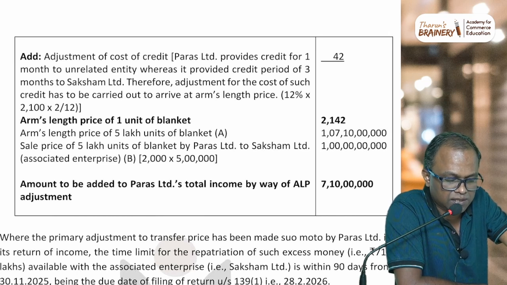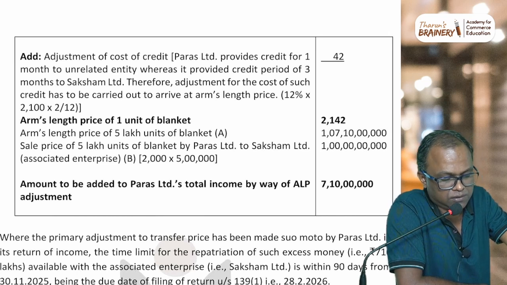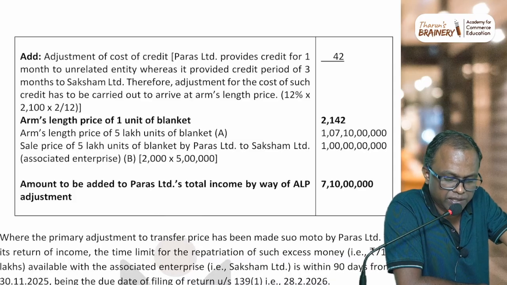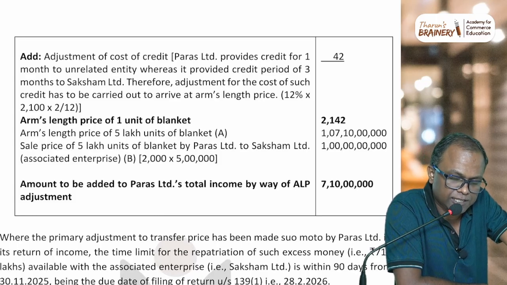But what we are charging is only 2000. So there is a variation of 7 crore 10 lakhs. 7 crore 10 lakhs is the transfer pricing variation which has to be done. So 7 crore 10 lakhs means it is more than rupees 1 crore. If the primary adjustment is more than rupees 1 crore, secondary adjustment is applicable.